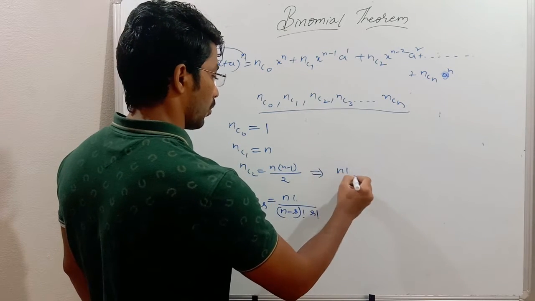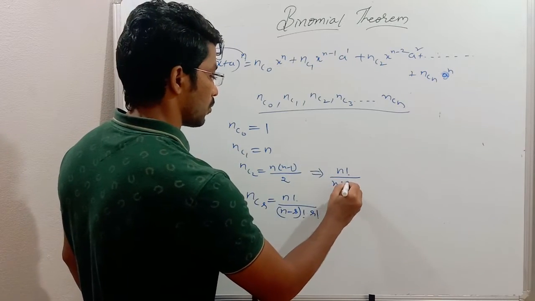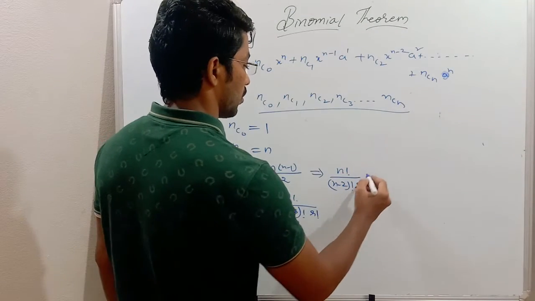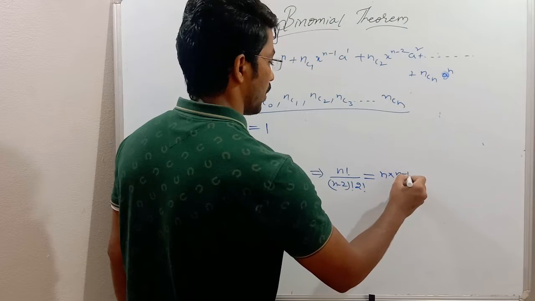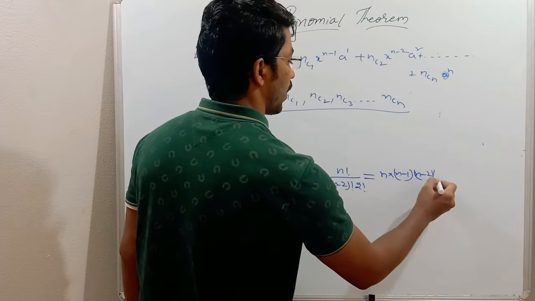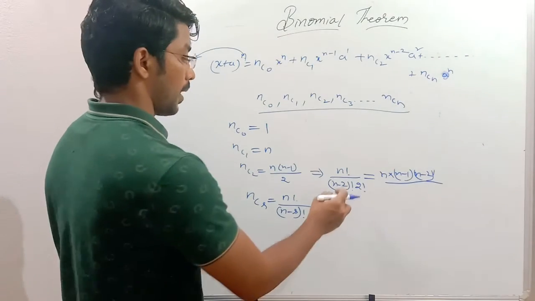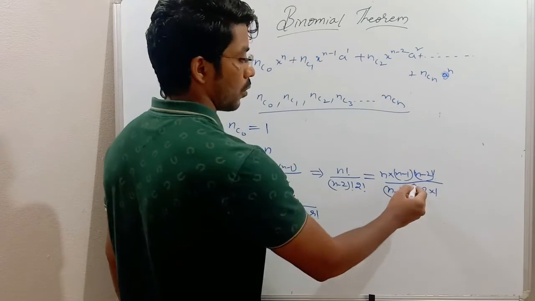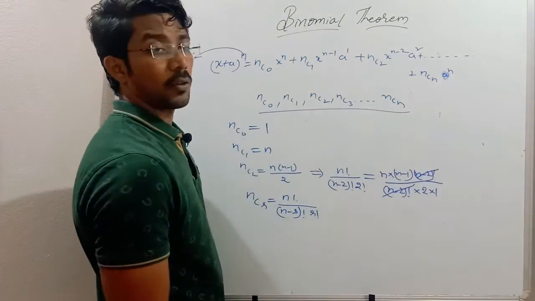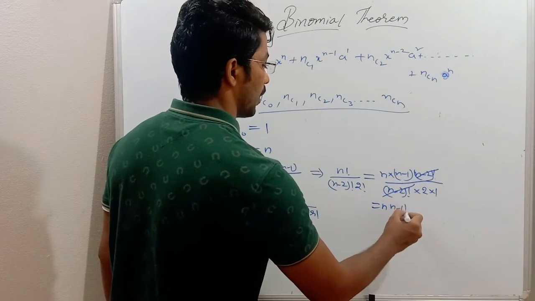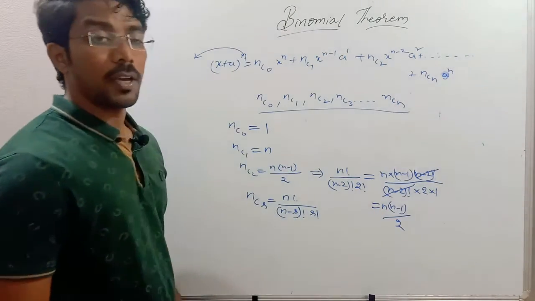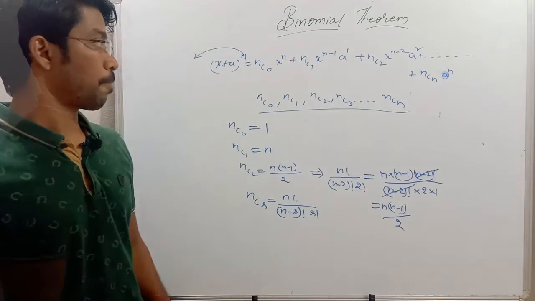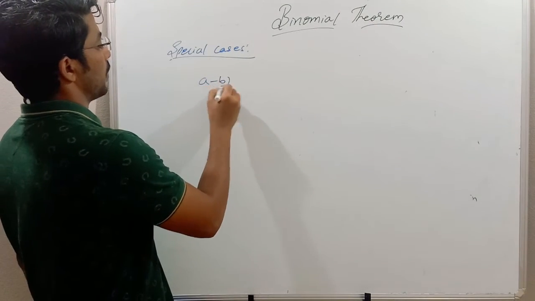nC2 is n factorial by (n-2) factorial into 2 factorial. This can also be written as n into (n-1) into (n-2) factorial, over (n-2) factorial into 2 factorial, that is 2 into 1. So (n-2) factorial gets cancelled and we get n(n-1)/2. So this is the way we get the coefficient values.